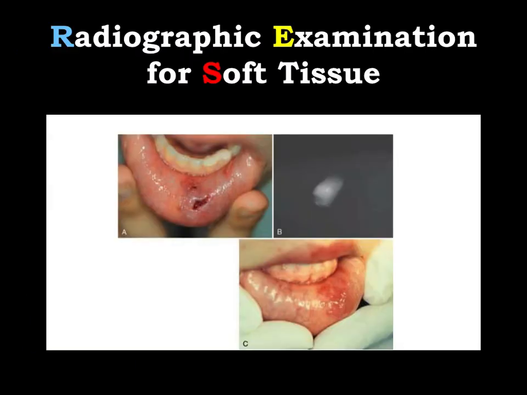Also, we use radiographic examination to examine the soft tissue and to see if there is any hard tissue within the lip. So we remove it and we take another radiograph. We make sure that there is nothing within the soft tissue before we do the suture.